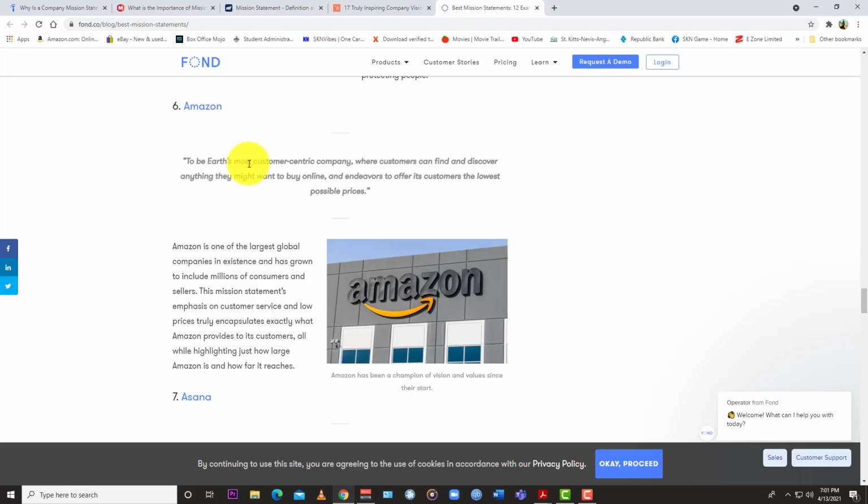To be Earth's most consumer-centric company where customers can find and discover anything they might want to buy online, and endeavors to offer the customers the lowest possible prices. And we know this for a fact. This is what Amazon really strives to do. And as such, Amazon has a corporate culture right now.